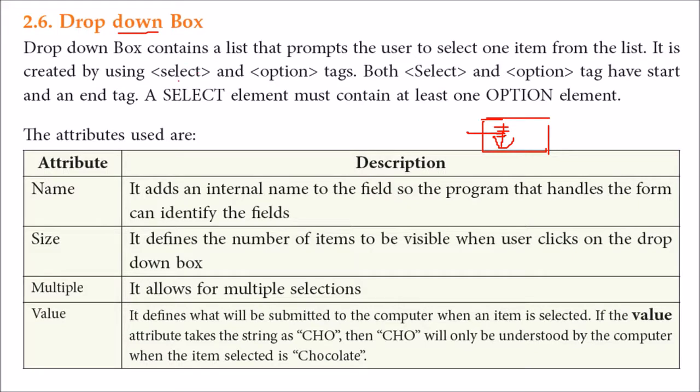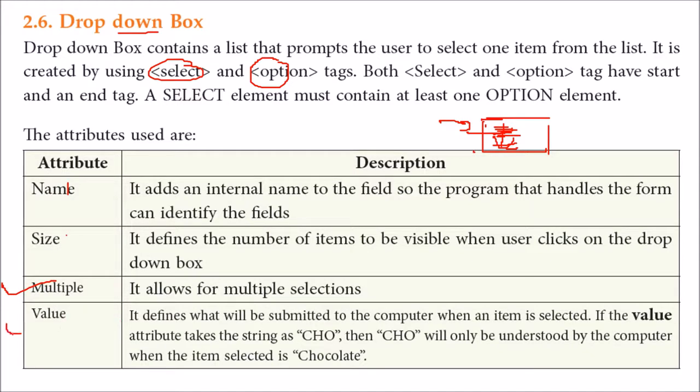So you have the select tag, and inside that you can give various options. The select will make a drop down box and all the options are given here. So the name is size. Multiple means if you want to provide multiple selections, then you use this multiple.